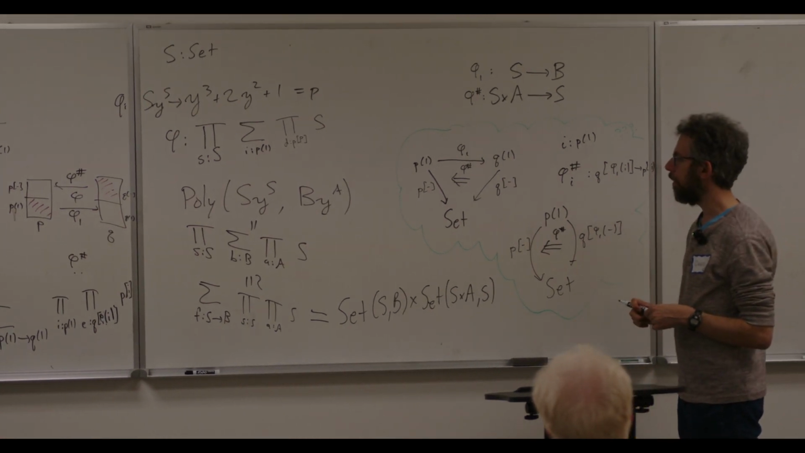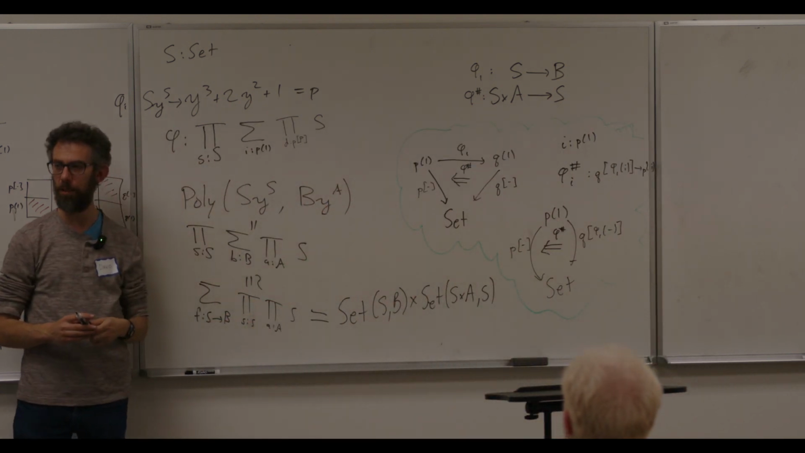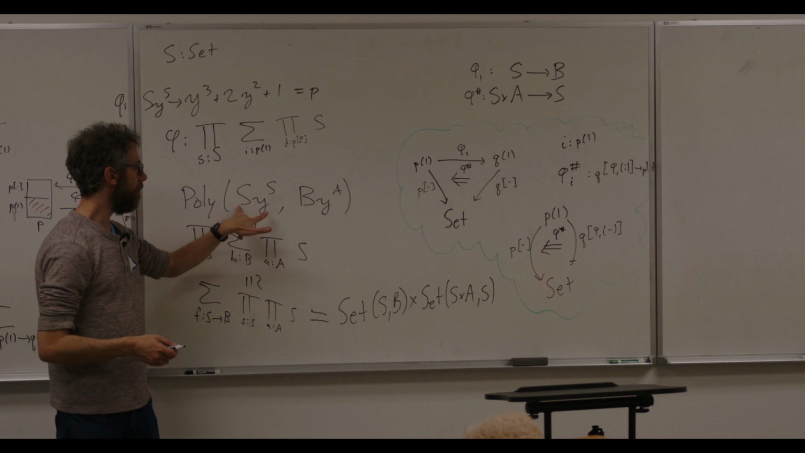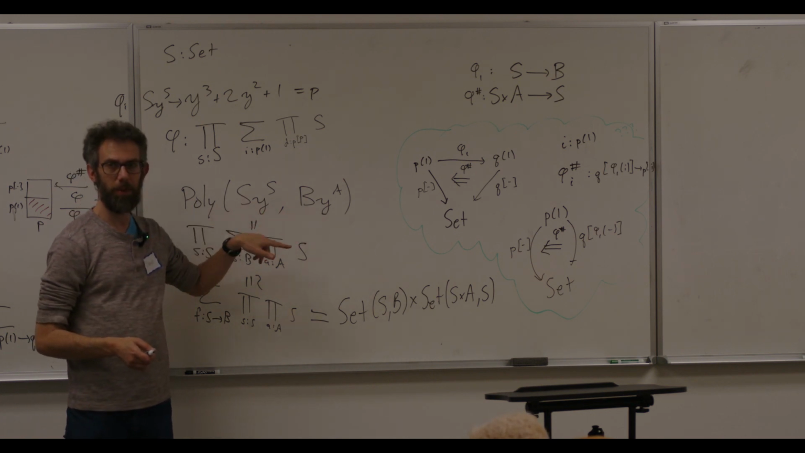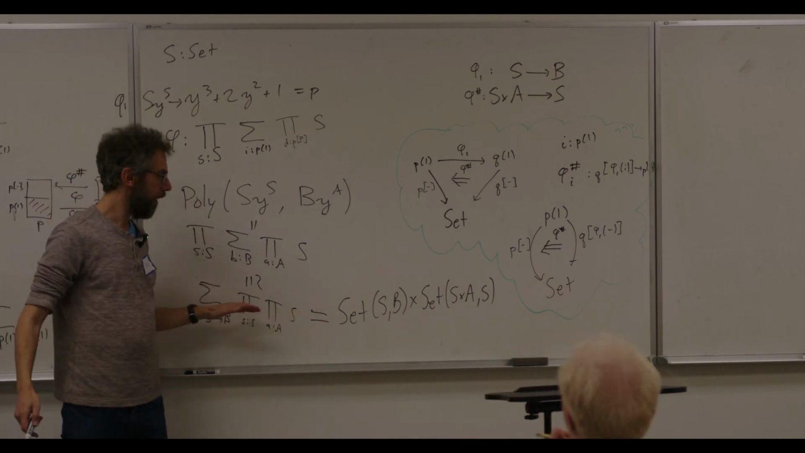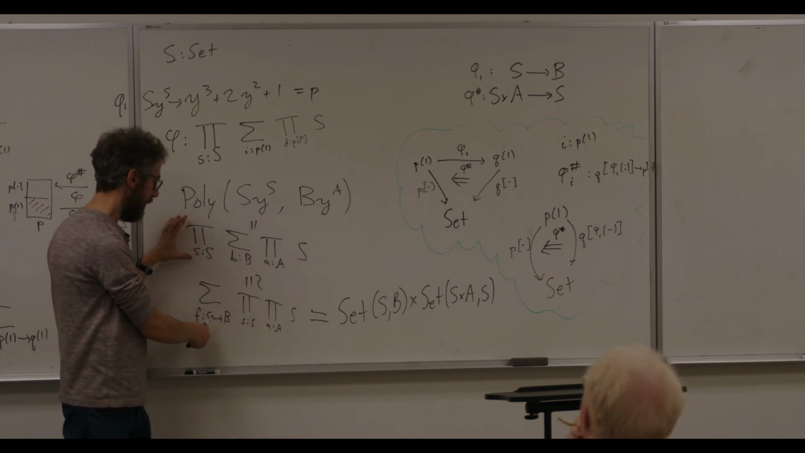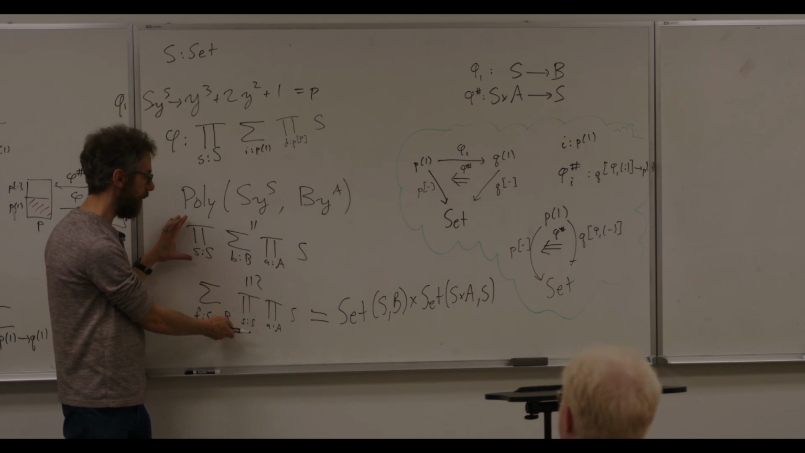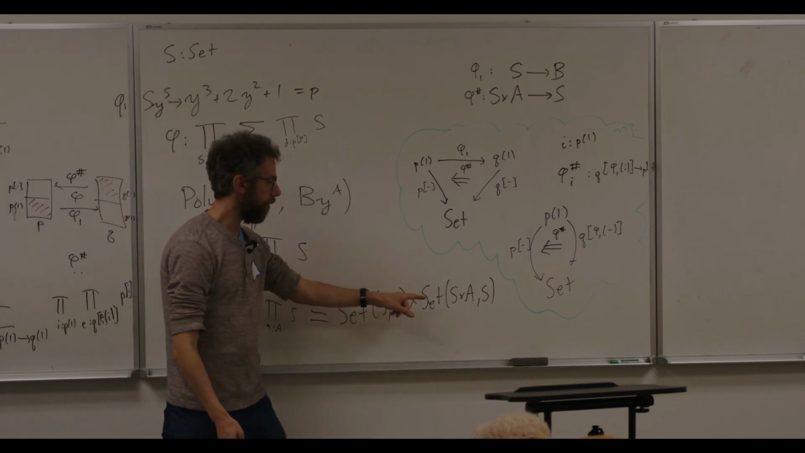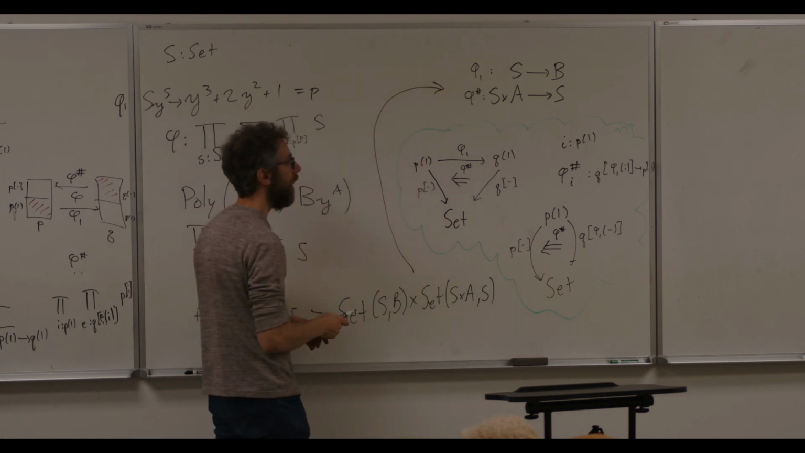So we were trying to investigate this thing, because we're trying to get towards dynamical systems or machines. We have two polynomial functors on the board, Sy to the S and By to the A. We calculated that a map, or natural transformation, from Sy to the S to By to the A is a choice of a function from S to B, and for all S and all A, an element of S, which is a function from S times A to S. And we took that upstairs there, and that's where we were.